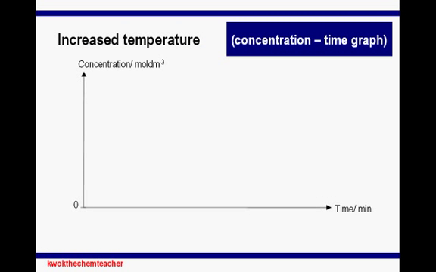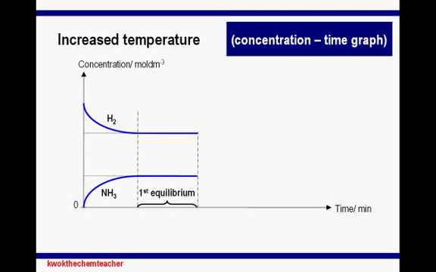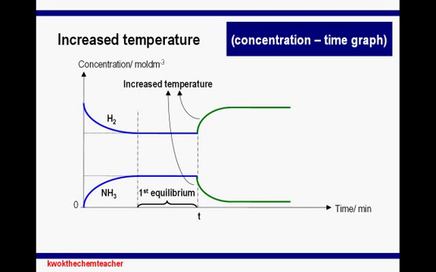Now, using the concentration time graph, we can help ourselves to see how temperature increases will affect the equilibrium position. The concentration of hydrogen gas will actually decrease until it reaches a constant. The concentration of ammonia will increase until it reaches a constant. At this point, we have obtained our first equilibrium. At time t, what happened here is we have increased our temperature.